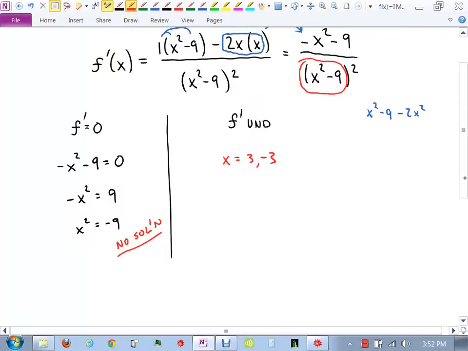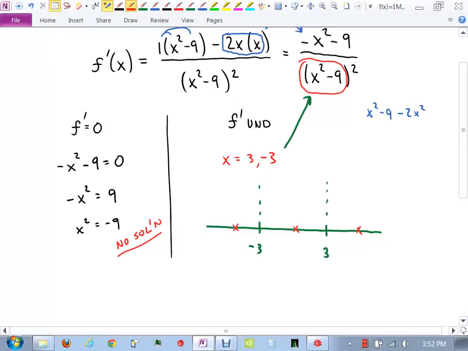So I am going to get a number line out of this, right? The only two numbers that are going to go on my number line are 3 and negative 3. And I'm going to test some points. This is kind of interesting. Can anybody tell me what I'm going to get with those test points? Doesn't matter what test point I plug in.